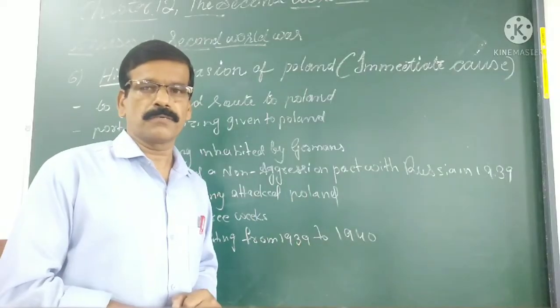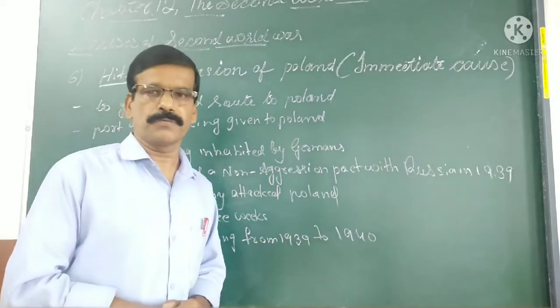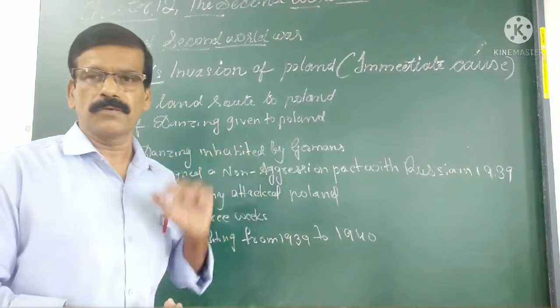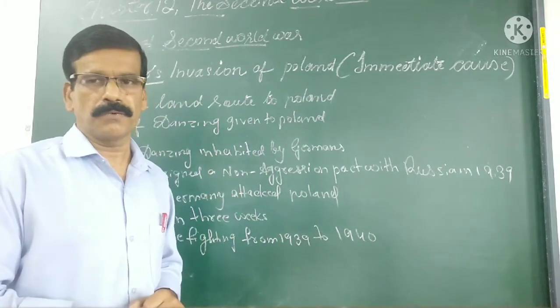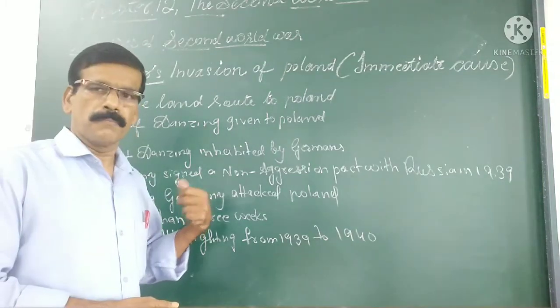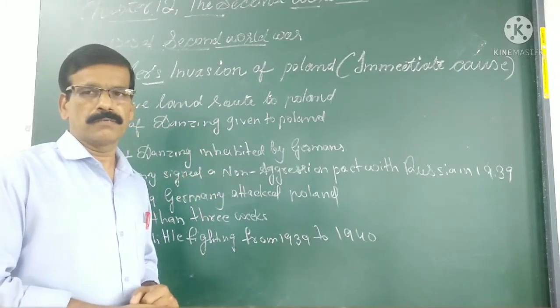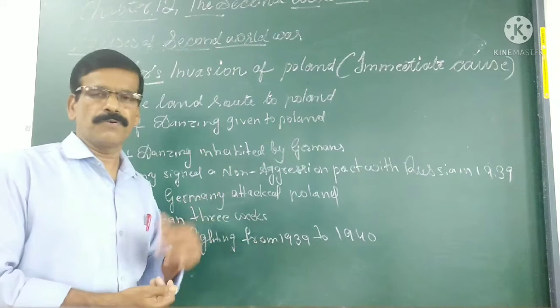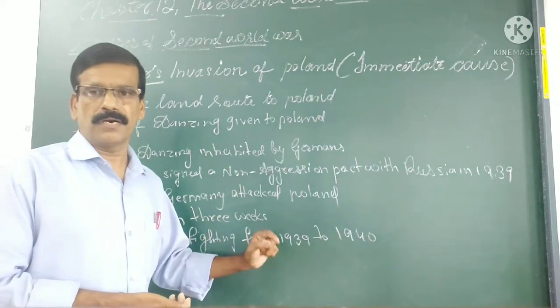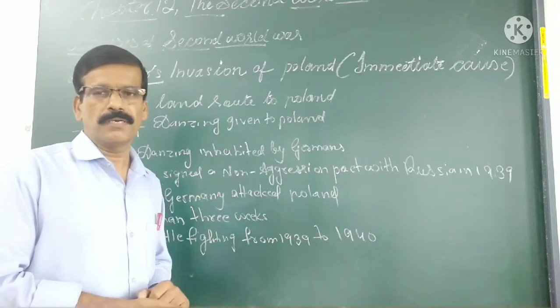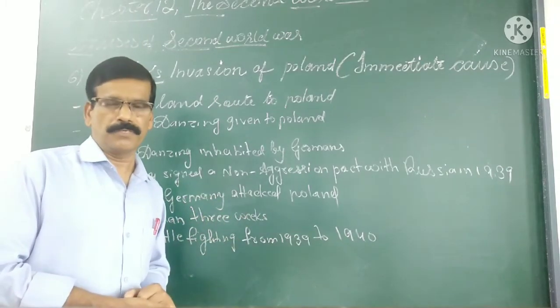Now let us see what is the main immediate cause of the Second World War. The immediate cause of the Second World War is the invasion of Poland by Germany. By the Treaty of Versailles, Germany was divided into two, East Germany as well as West Germany, at the behest of Poland.